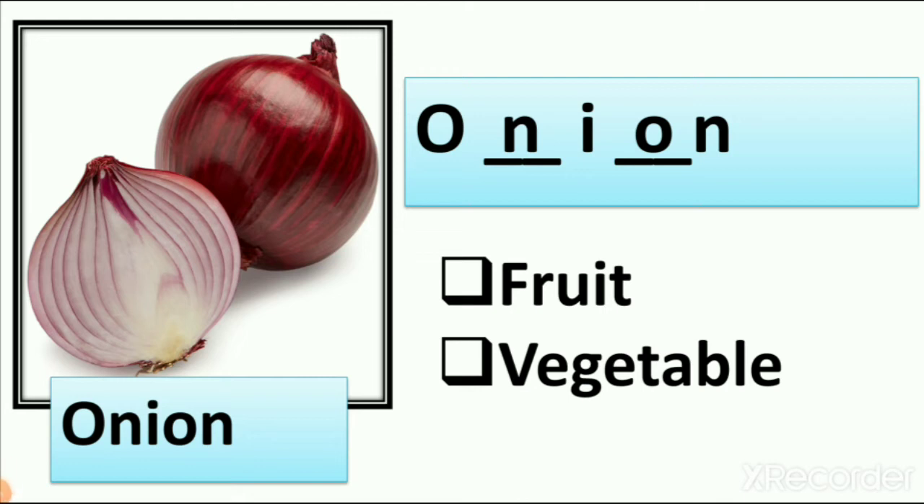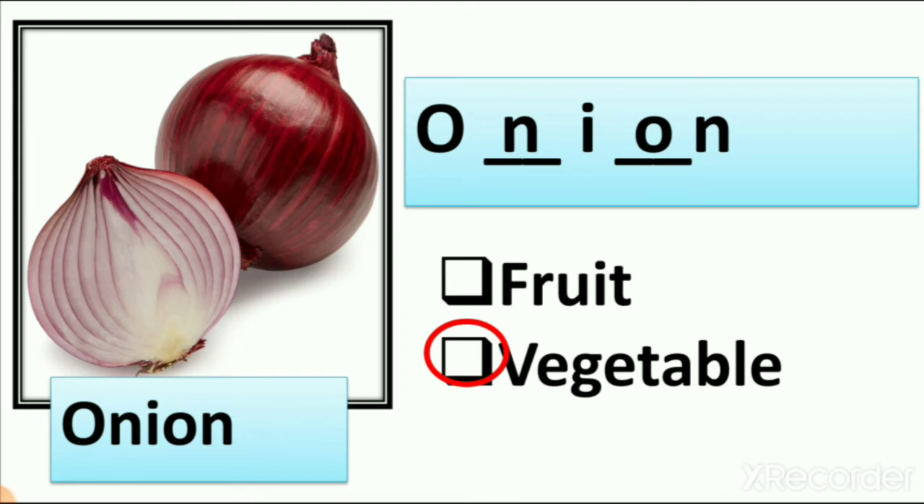So is that a fruit? Is it sweet, like apple and banana that we eat? Apple and banana are fruits. No. So it is a vegetable. So we circle the vegetable box. So onion is O-N-I-O-N. Onion is a vegetable we eat. So like that we see so many foods and we write the spelling of them.